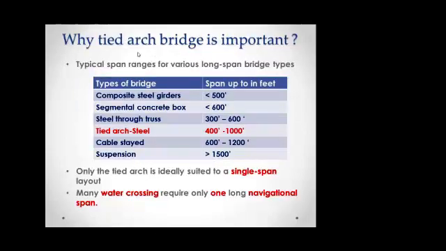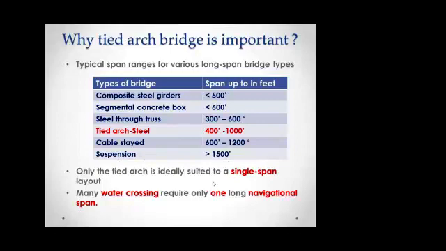Why is the tied arch bridge important? It is recommended for spans of 400 feet to 1000 feet. If you go for a composite steel girder, only about 500 feet is recommended. A segmental concrete bridge is used for less than 600 feet, and a steel through arch bridge spans between 300 and 600 feet. Tied arch is recommended up to 1000 feet. Beyond that, we recommend cable-stayed bridges, and suspension bridges for more than 1500 feet.